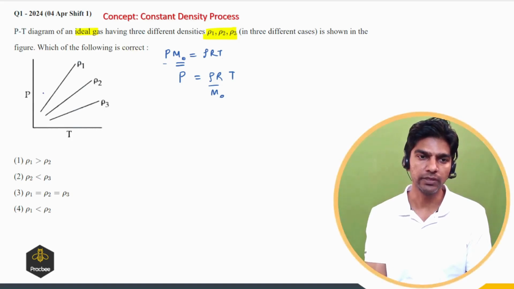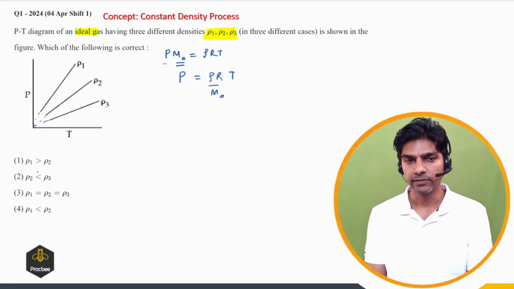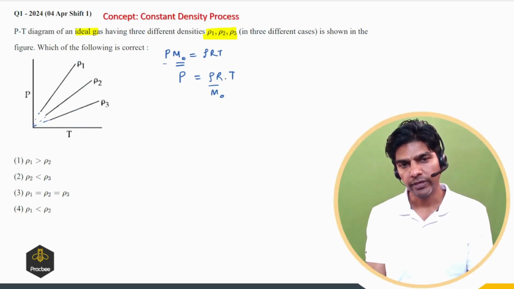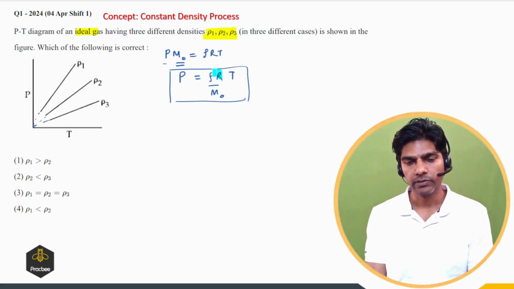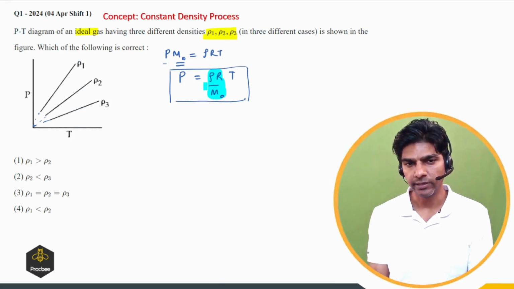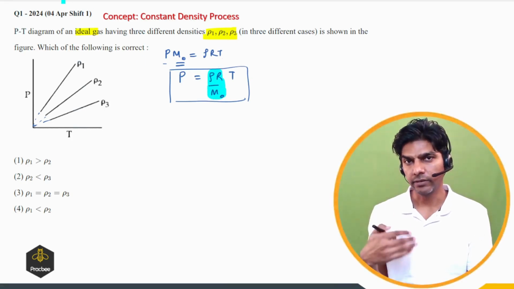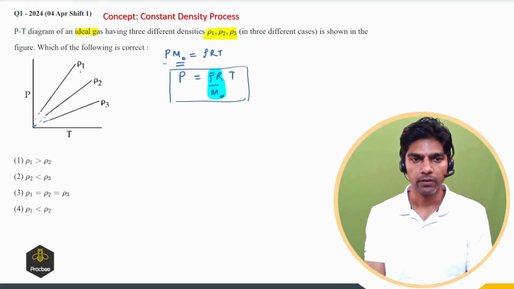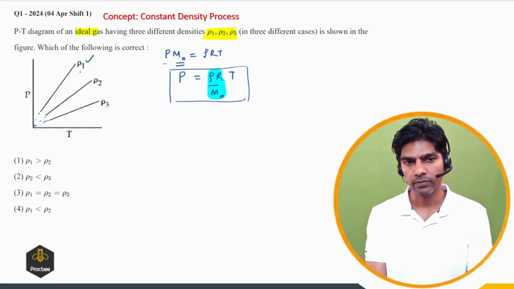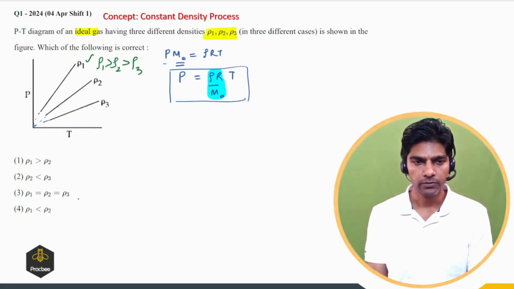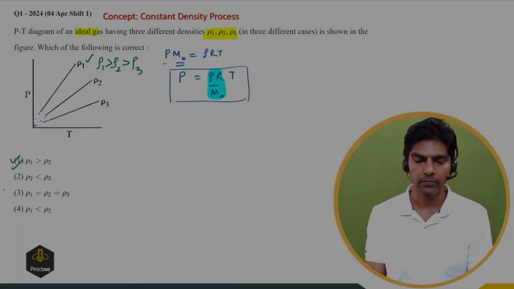So here you have to assume that all these graphs are passing through the origin, right? That is the assumption. And if you look at the relation between pressure and temperature, we can say for a given gas the slope is directly proportional to the density. So the greater the density, greater the slope. So it means for this graph the slope is maximum. We can say rho 1 is greater than rho 2 is greater than rho 3. So option 1 is the right answer.